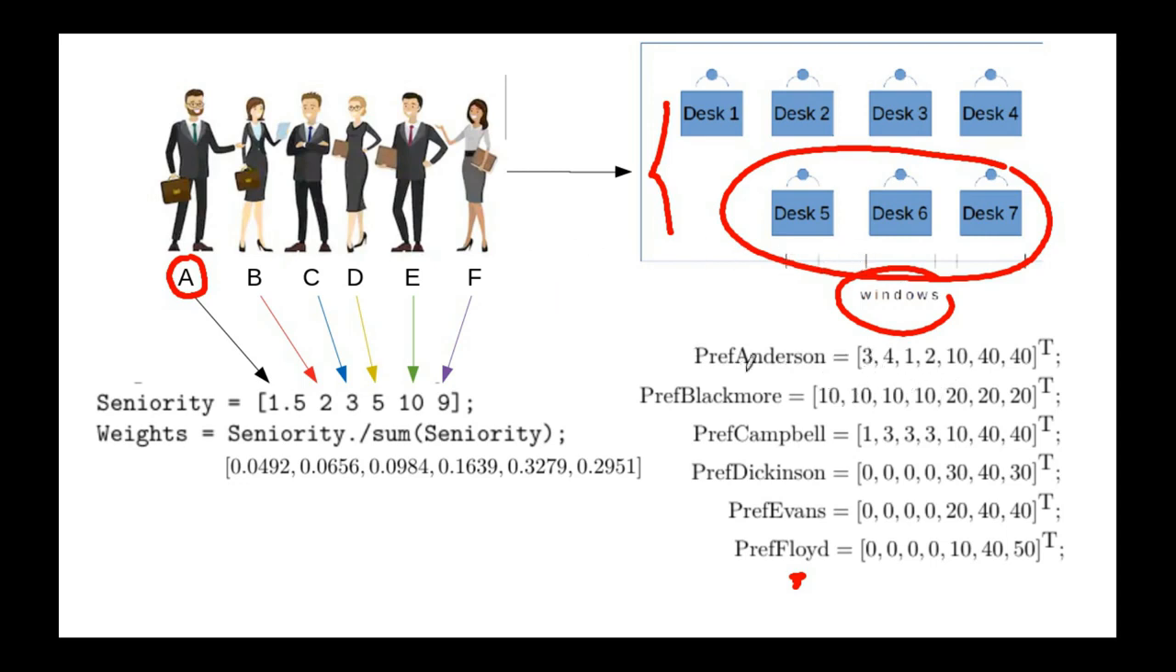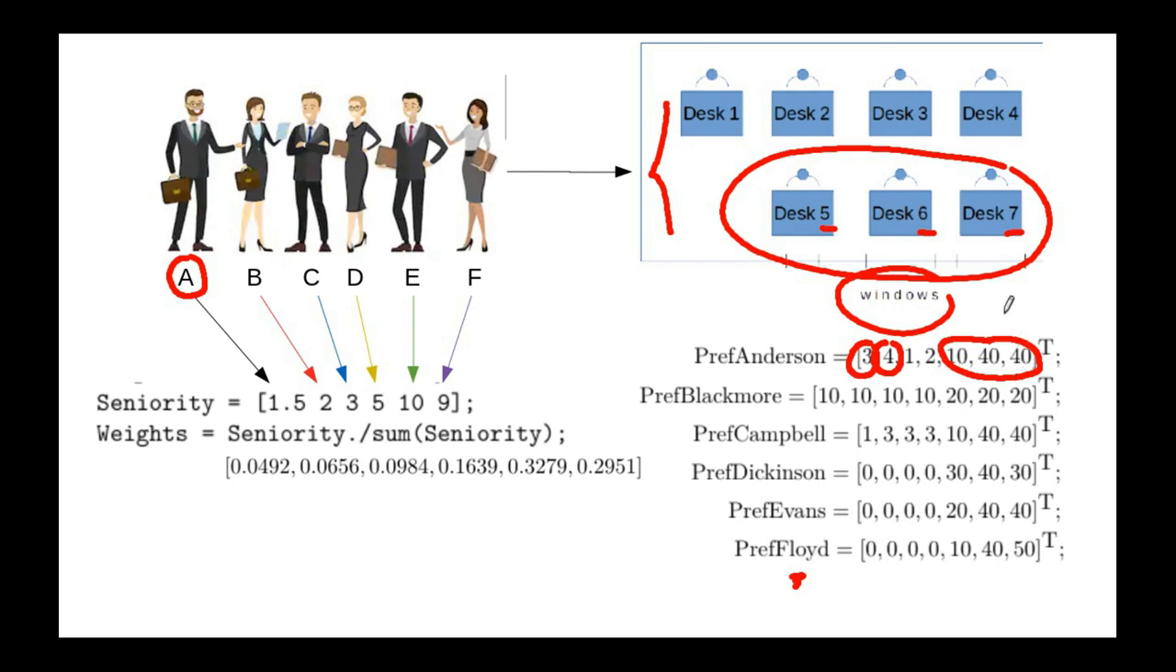As you can see, the preferences here are numbered, yeah? They have some quantities. Here you see that Anderson prefers to work in desk 1 only at 3%, so a very small preference. Then Anderson prefers to work on desk number 2 only at 4%. And as you can see, when we reach the preferences for desks 5, 6 and 7, the preference increases to 10, 40 and 40%. Yeah? The same goes for the other workers.